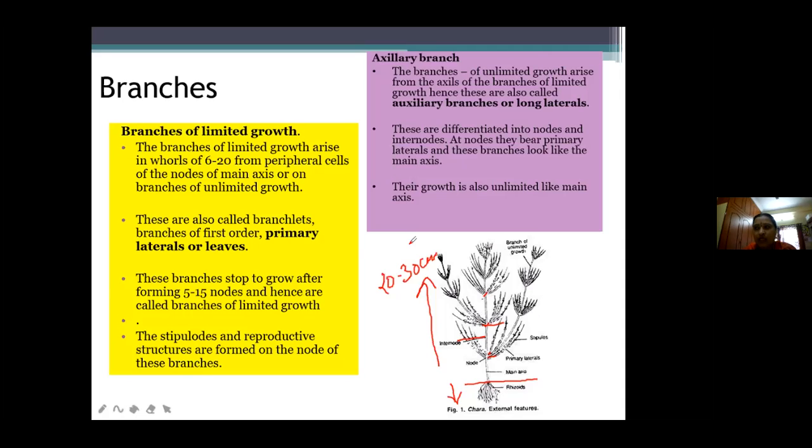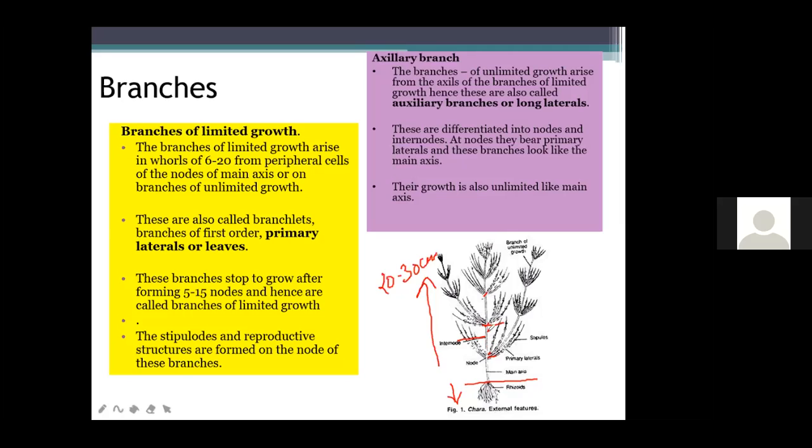It is 20 to 30 centimeters in height, branched, and differentiated into nodes and internodes. Where the nodes are, see here, this part is a node, this part is a node. The nodes are short and made up of a group of regularly arranged cells. That is how the node is formed.